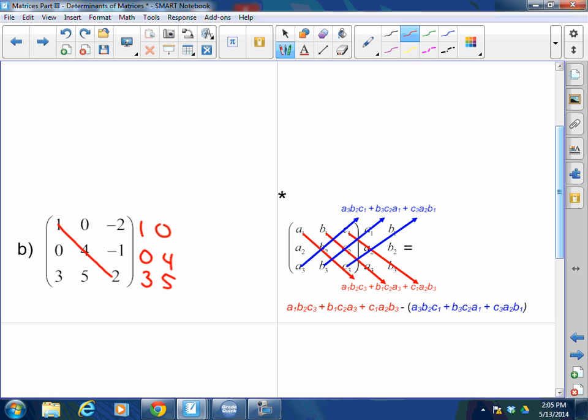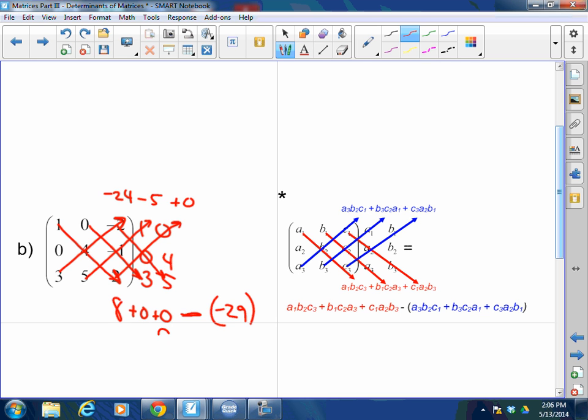So 1 times 4 times 2 is 8. 0 times negative 3 times negative 1 times 3 is 0. Negative 2 times 0 times 5 is 0. This happens a lot. Minus 3 times 4 times negative 2, that's negative 24. 5 times negative 1 times 1 is negative 5. And 2 times 0 is 0. So minus a negative 29. So this is 8 plus 29, which will equal 37. And that's how you find a determinant.